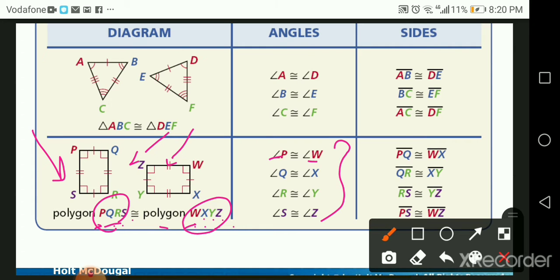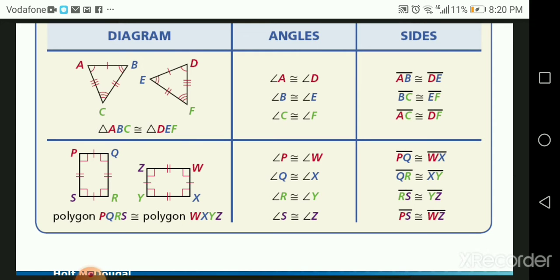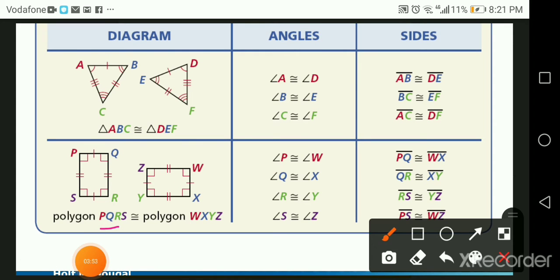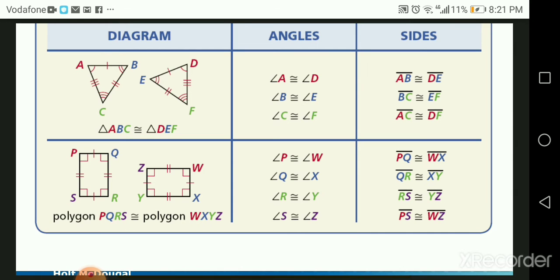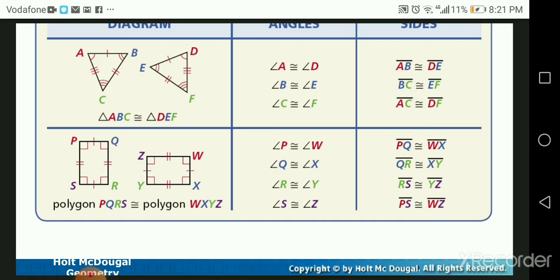It's important to write the letters in the correct order. Why? To know what's congruent to the other corresponding angle or side without looking at the diagram. If I see the sides, I can say PQ, WX. Can you see this? QR: take the second then third letter, X and Y, and so on. It will be easy when solving, my dear students.